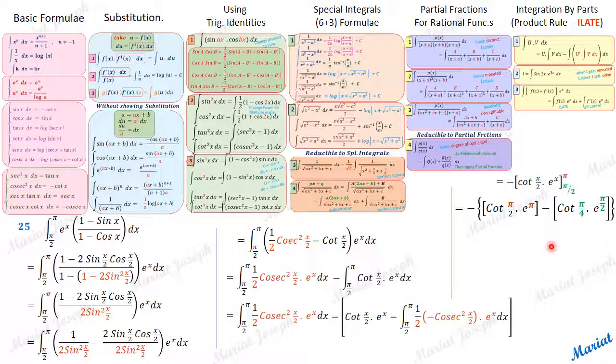Now, values. Cot pi by 2 is 0, so this first term will be 0. And cot pi by 4 is 1, 1 into e raised to pi by 2. This minus is already there, another minus was already here, which altogether make plus e raised to pi by 2. That is the definite integral value of this given integration.